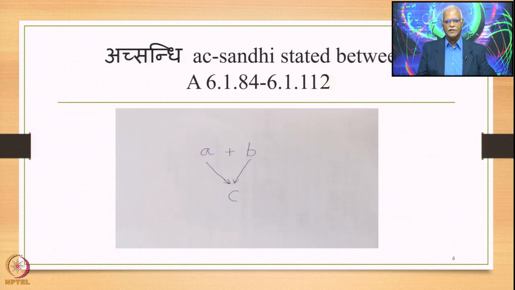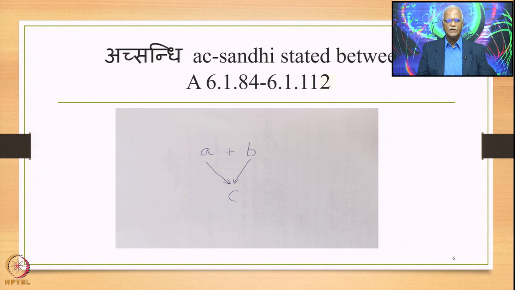To show this diagrammatically, we can say that A plus B is the input, where A and B both are in close proximity in the samhita mode, and then the rule in this particular section applies, and in place of both A and B, C is the substitute. So A plus B is the input, C is the output. C is the adesha, A and B both are sthanins. This is the difference between dvisthanika ekadesha and ekasthanika ekadesha.